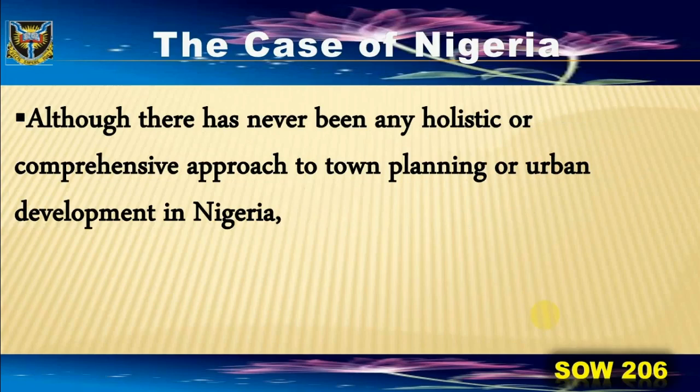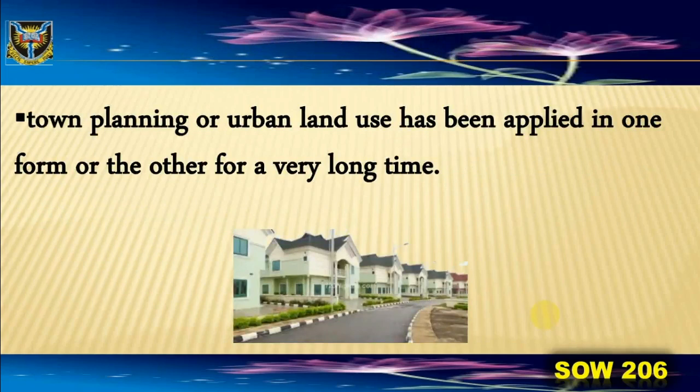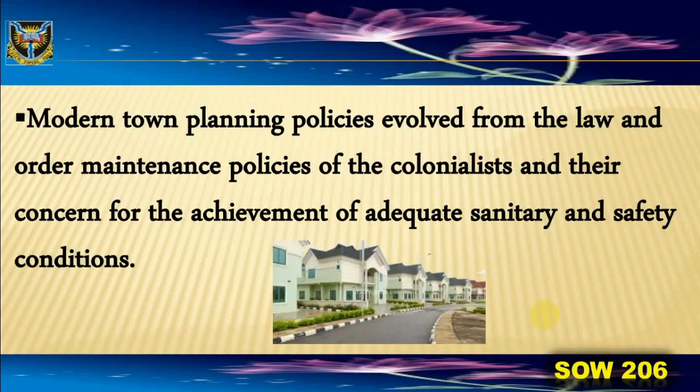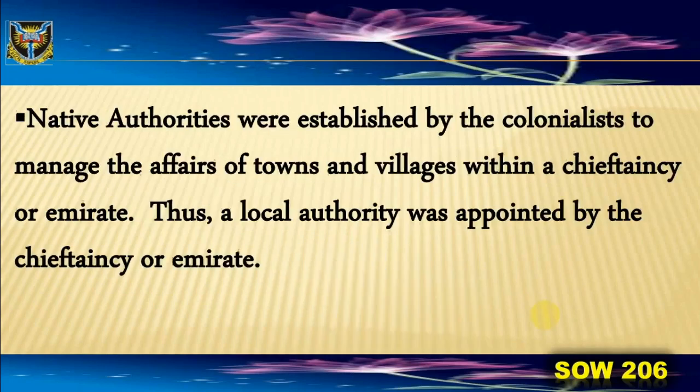The case of Nigeria. Although there has never been any holistic or comprehensive approach to town planning or urban development in Nigeria, town planning or urban land use has been applied in one form or the other for a very long time. Modern town planning policies evolved from the law and other maintenance policies of the colonialists and their concern for the achievement of adequate sanitary and safety conditions.